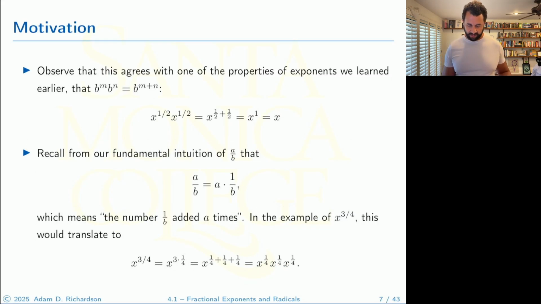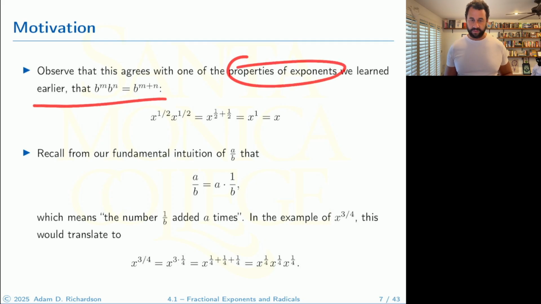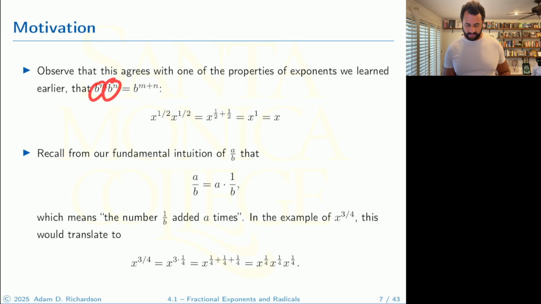So that's kind of the intuition. This actually agrees with one of the properties of exponents that we learned about earlier, right? b to the m times b to the n equals b to the m plus n. We're seeing that in action again. This you can rewrite as x to the 1/2 plus 1/2, which is x to the 1, which is just x, right? So there's one example of our intuition agreeing with what we would expect.